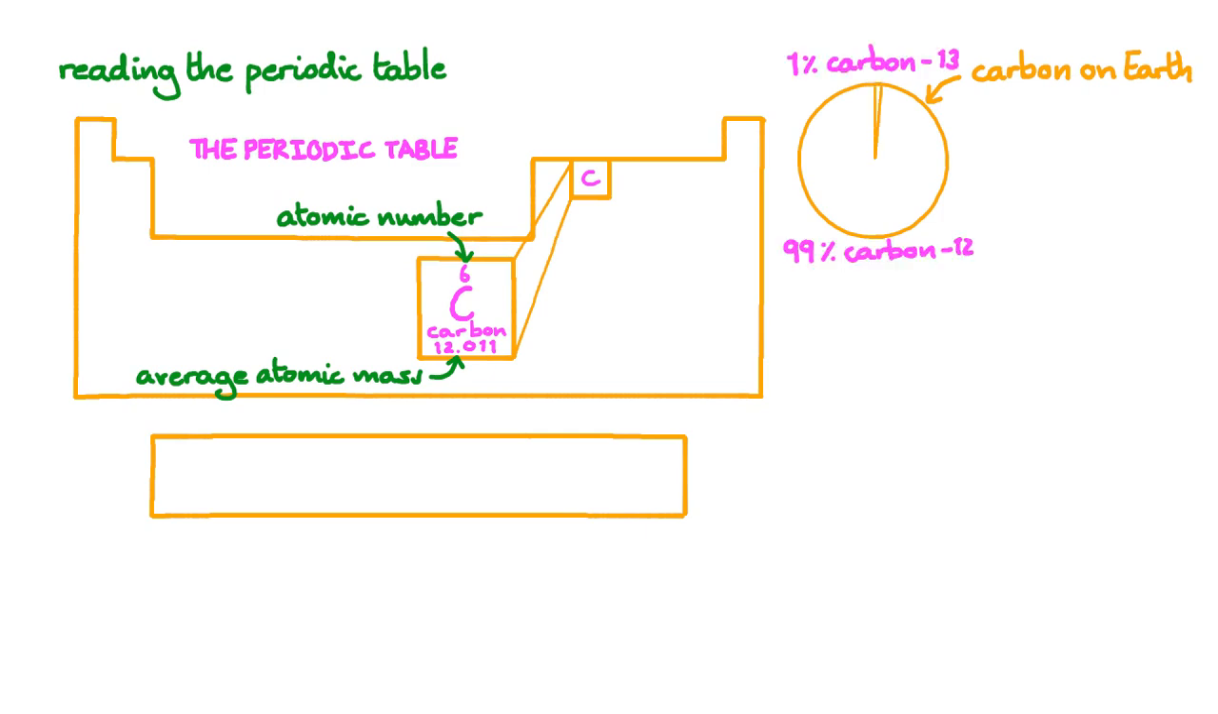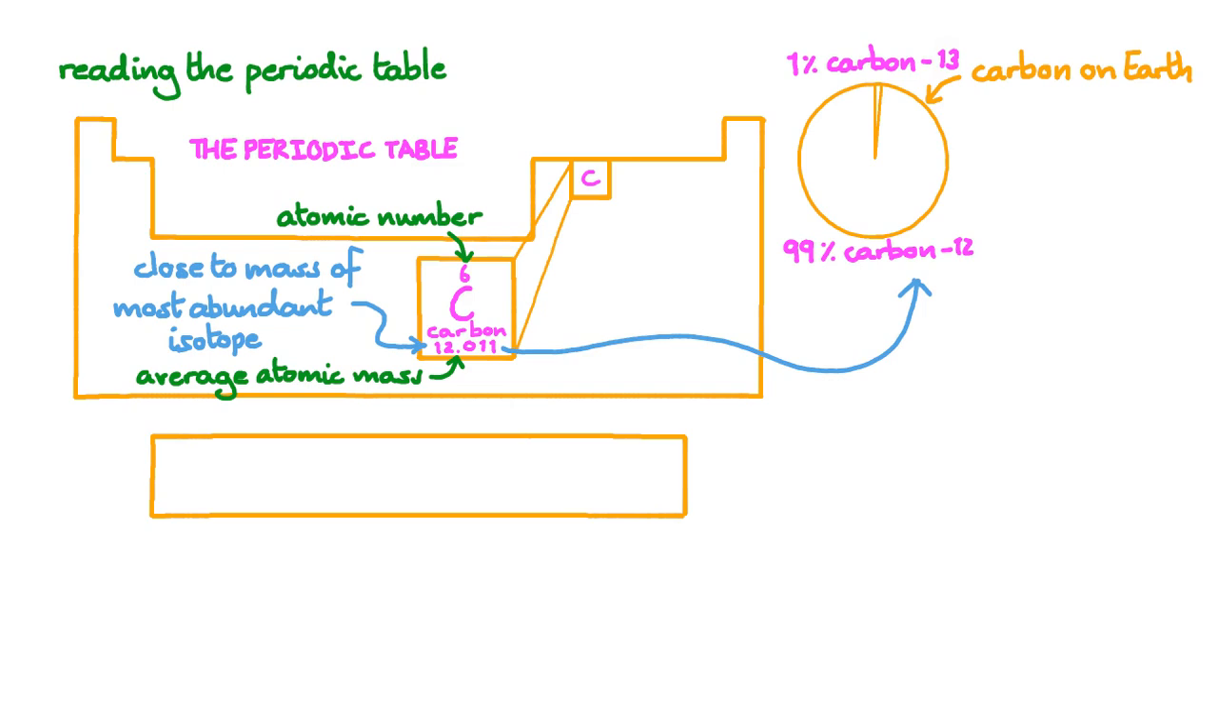It just so happens that most of the carbon on Earth is carbon-12. So it works out that the average atomic mass for carbon is quite close to the mass of the most abundant isotope. So we could have actually worked in reverse and looked at the average atomic mass and predicted that the most common isotope for carbon would be carbon-12. However, that doesn't work for every element.